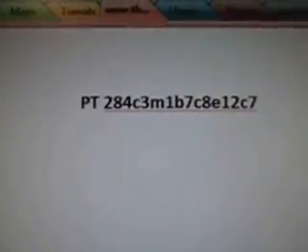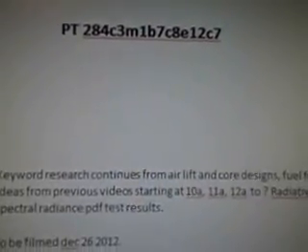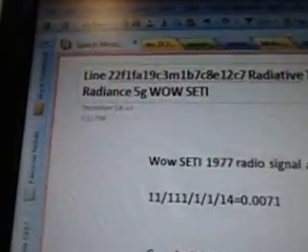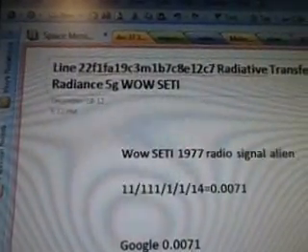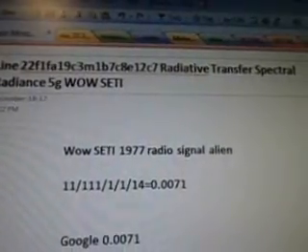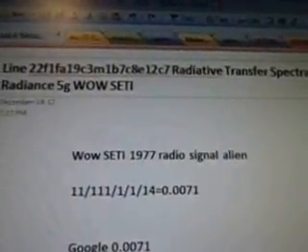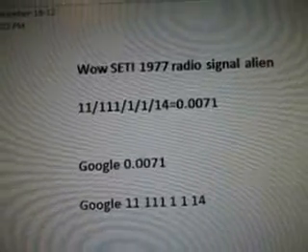Okay, so our next one, we're still working on these videos here, is part 284C3m1b7c8e12c7. This is line 22f1fa19c3m1b7c8e12c7. Radiative Transfer Spectral Radiance 5G Wow Seti. And this is the alien radio signal here.